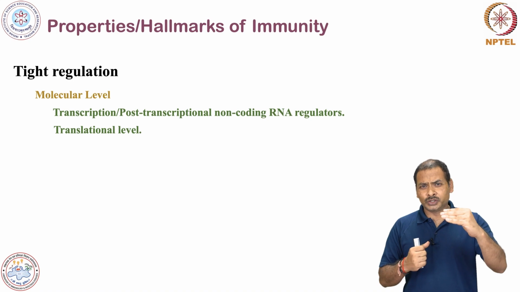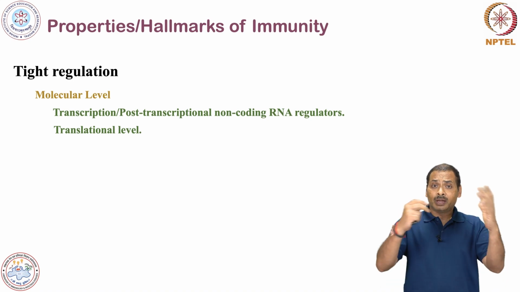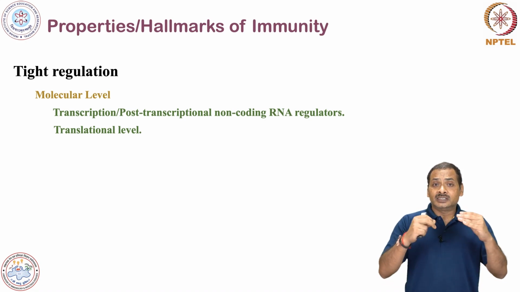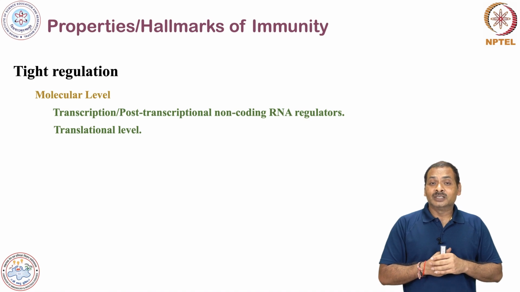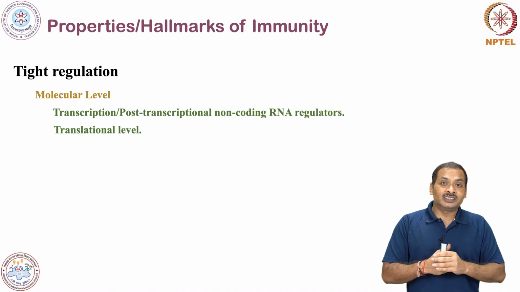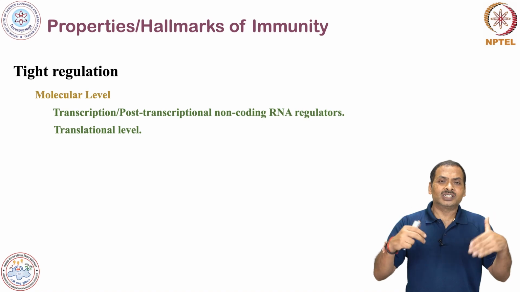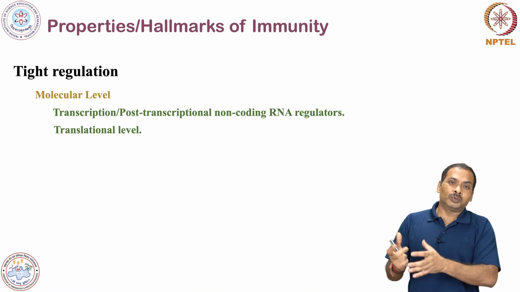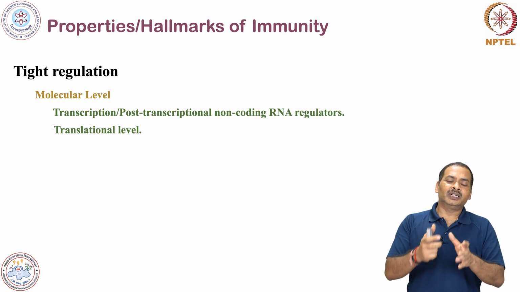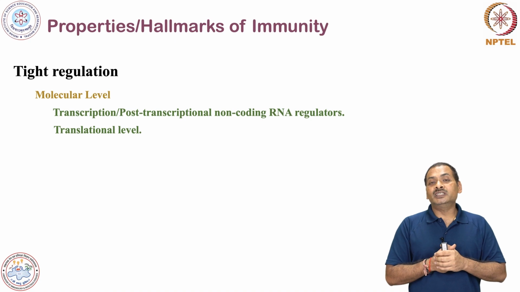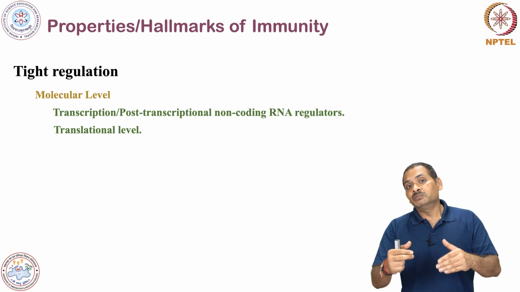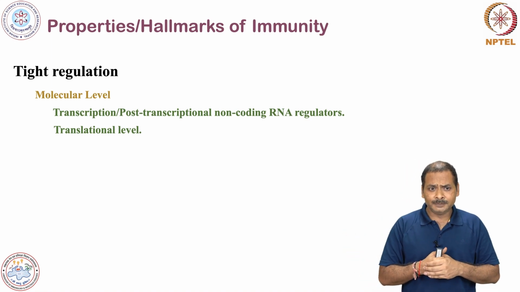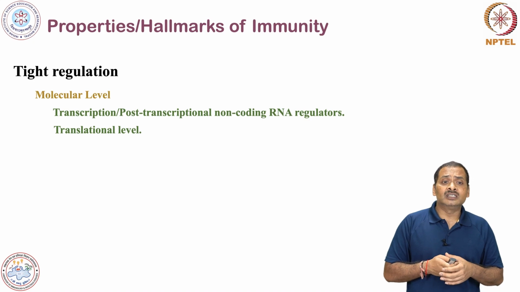Just for your information, there is one family of cytokines which we call the IL-1 family cytokines. The production of these cytokines is controlled at the post translational level. This means a group of protein complexes will come and cleave that protein, and then the cytokine becomes active and is secreted out of the cells. So this is translational level regulation.